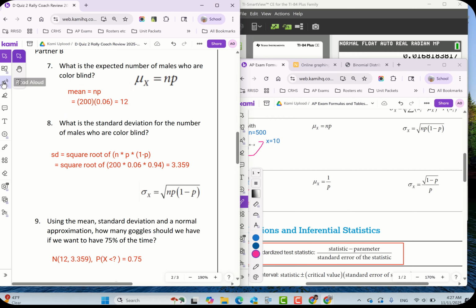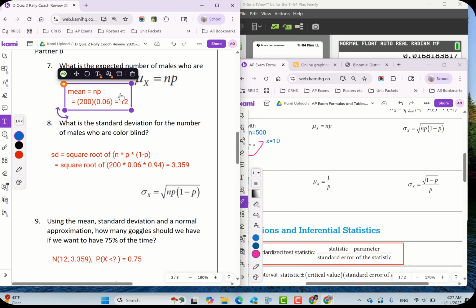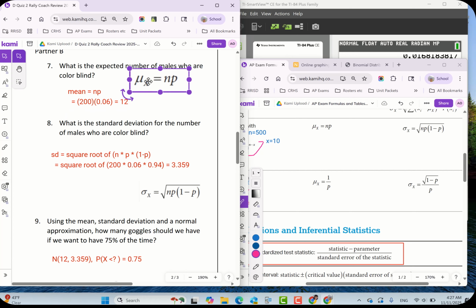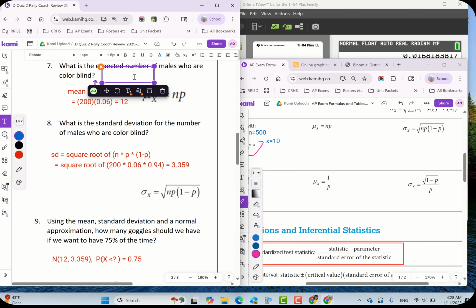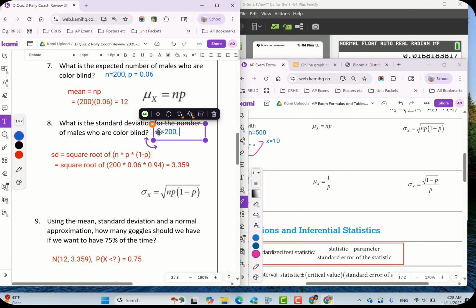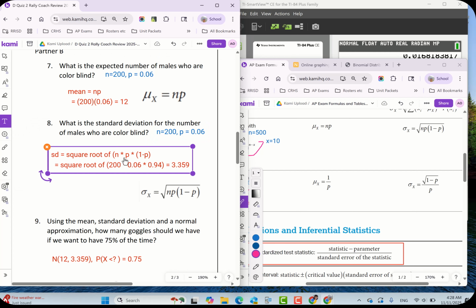Basically, you know n, right? Let me move this out of the way just a touch. So we state n is 200. P equals 0.06 because this is partner A, right? And we don't need an X on this. That's all you need. All right. Same thing here, n is 200. You don't have to rewrite it, but it's a good idea anytime you're doing one of these problems to identify those values. All right, and then 1 minus p.